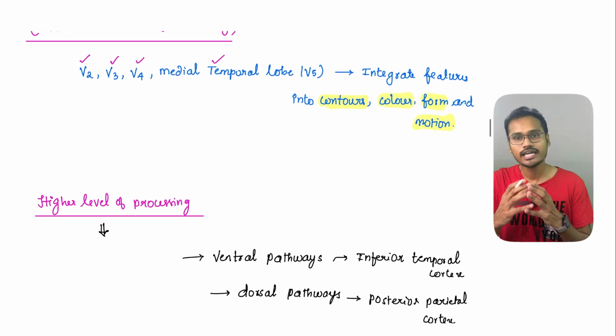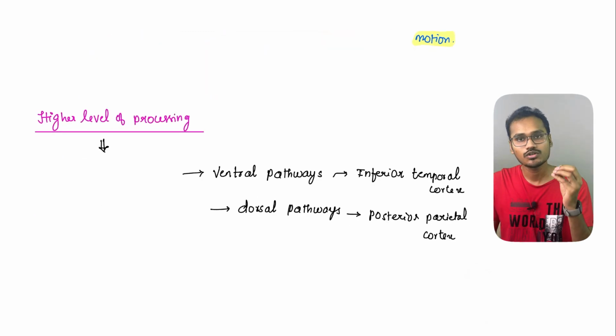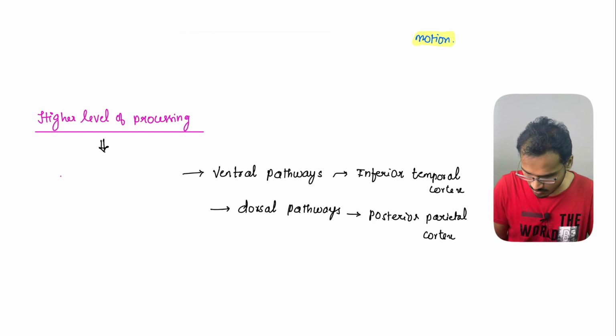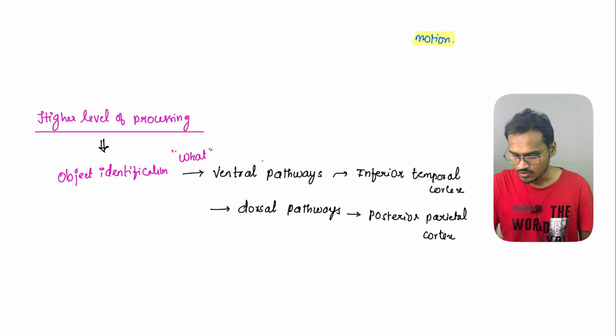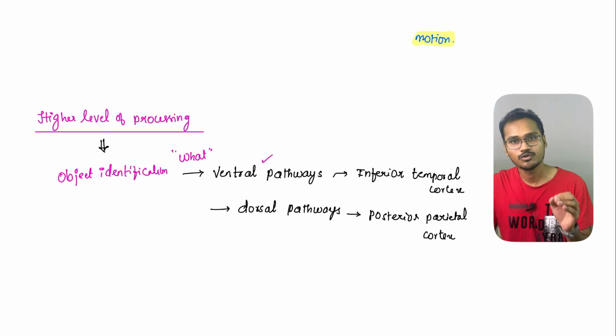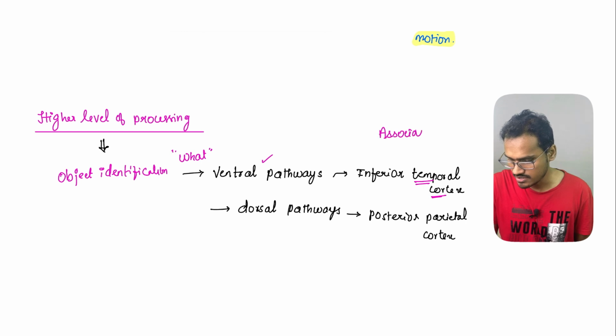And finally, the higher level of processing does two important things. It will identify what the object is. That is called object identification. So that is one important feature, object identification. This is also called understanding the what of the object. So there are ventral pathways which are going to the inferior temporal lobe. These are nothing but the association cortices. These association cortices are involved in this object recognition.